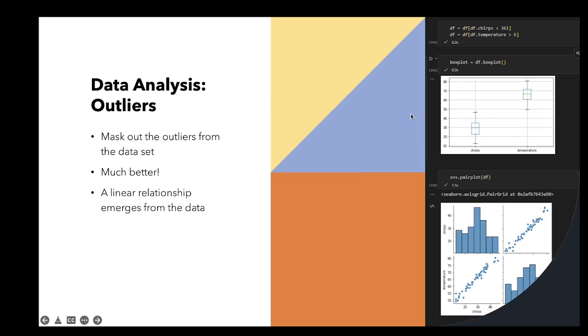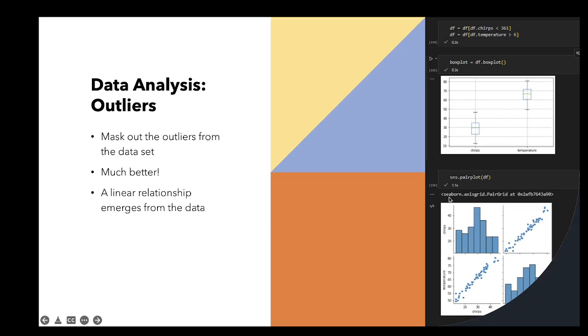Some are much more sophisticated than just chopping off below 361 and chopping off below 6. What we got here is just a quick mask to the data frame itself. The data frame is now everything with chirps below 361. The data frame is now everything with temperature above 6. This then leads to a much cleaner graph to then look at.